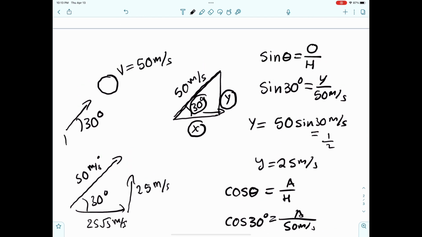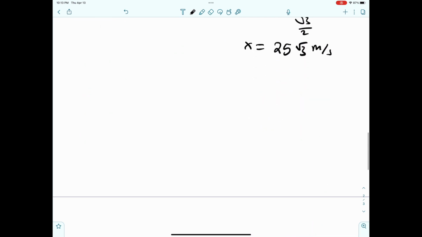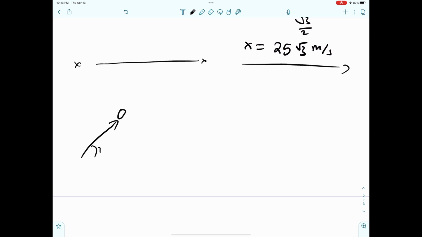Now, let's say someone asks you, what distance does this object travel? Let's draw this again, with an angle of 30 degrees and a velocity of 50 meters per second. Let's say I ask you, what distance x does this travel? Well, what would you need in this scenario?